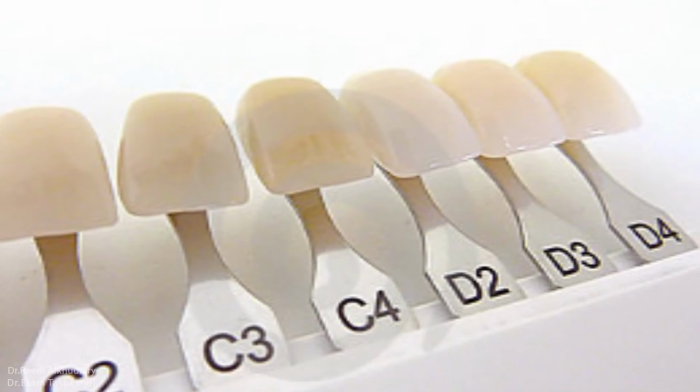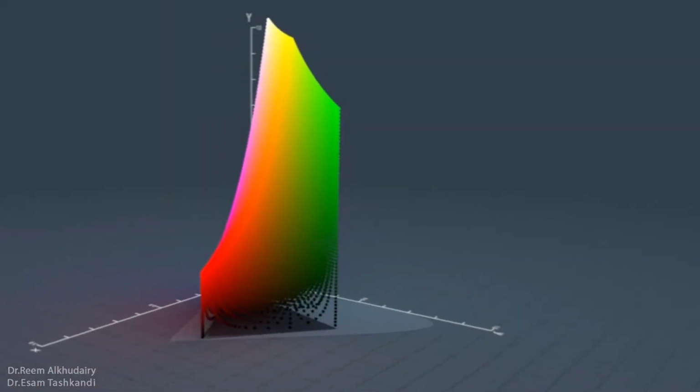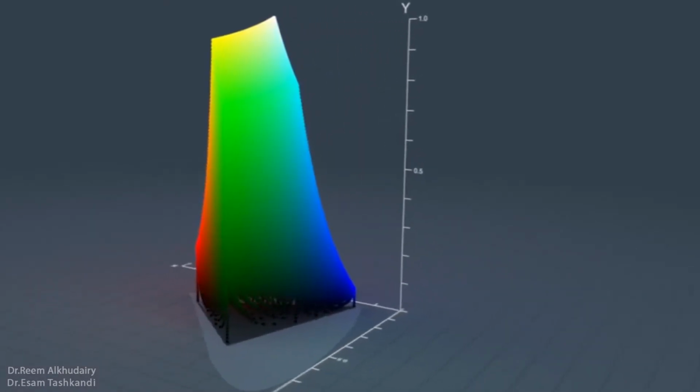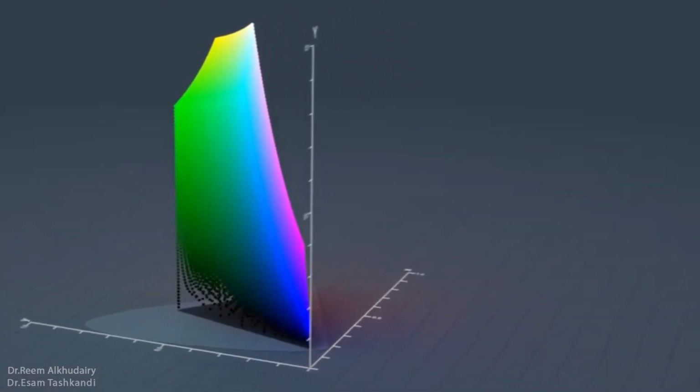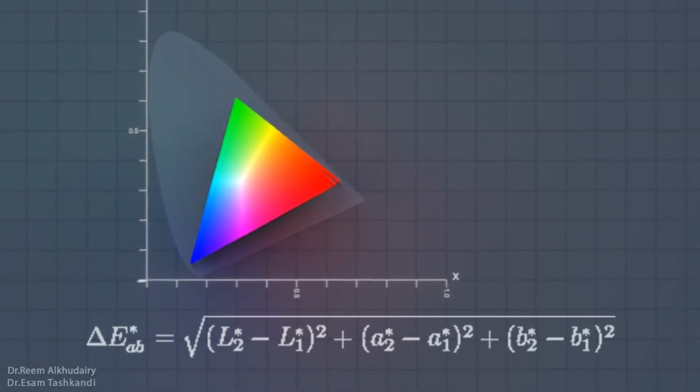Some visual shade matching is based on the Munsell color system. However, calculating color differences between 2 colors is difficult in the Munsell color system. In 1978, the Commission Internationale de l'Éclairage (CIE) introduced a method that allows calculation of the difference between 2 colors using a formula called delta E, expressing that difference in numbers.